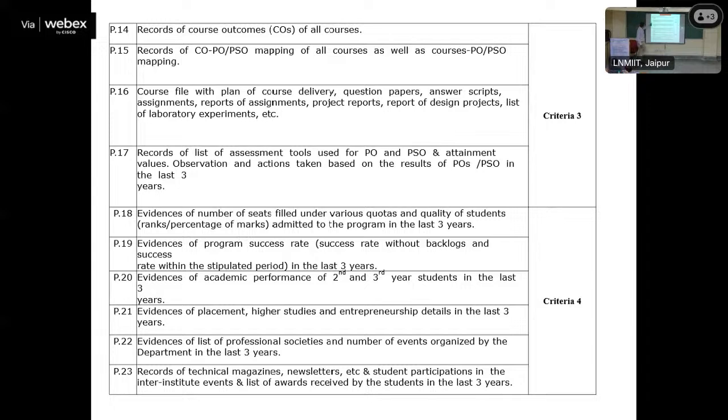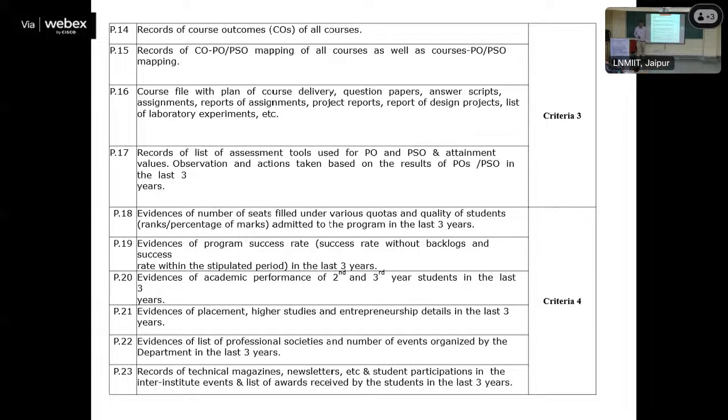P15, ma'am, record of COs. P14 and P15. 14 is clear, ma'am. It is a record of course outcomes of all the courses, just whether CO has been defined for our courses or not. Just one file containing: course number 1, this is the CO; course number 2, this is the CO. Or maybe it requires the minutes of meeting of that particular committee, meaning these COs have been approved by the departmental committee, because although they have defined it, when it is approved, where is it approved?